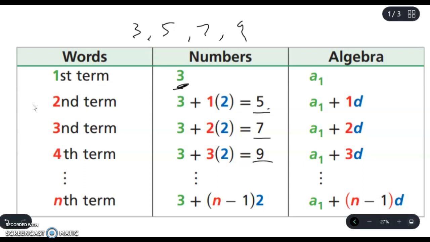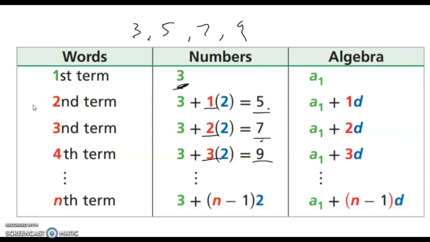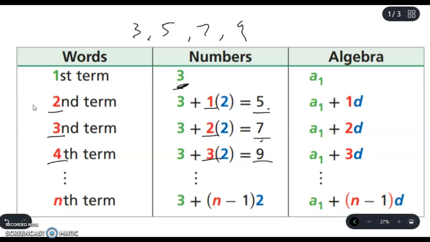But what really happened? You took 2 and multiplied it times 1 to get 2, and then 2 plus 3 is 5. On the next one, you take 2 times 2, which is 4, and 4 plus 3 is 7. Then 2 times 3 is 6, and 6 plus 3 is 9. So you got this 1, 2, and 3. But if you look over here at what number term it is, it's just off by 1. So if we're looking for the nth term, that's going to be whatever number term it is, minus 1.